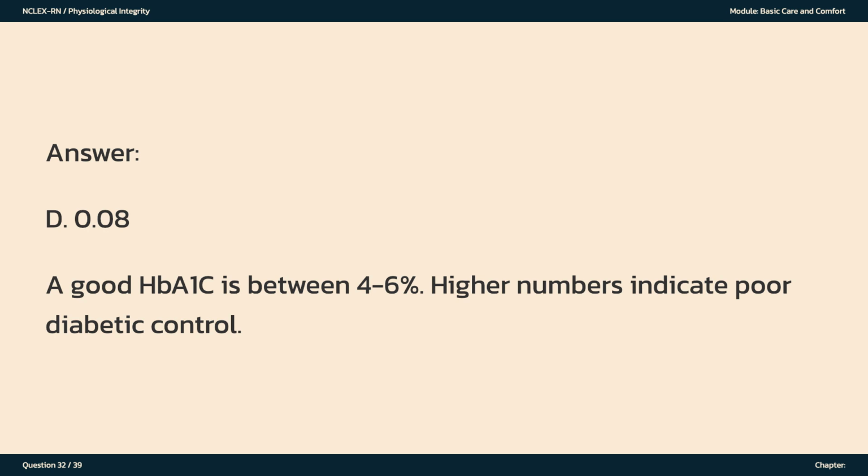The answer is D. 0.08. A good A1C is between 4 to 6%. Higher numbers indicate poor diabetic control.